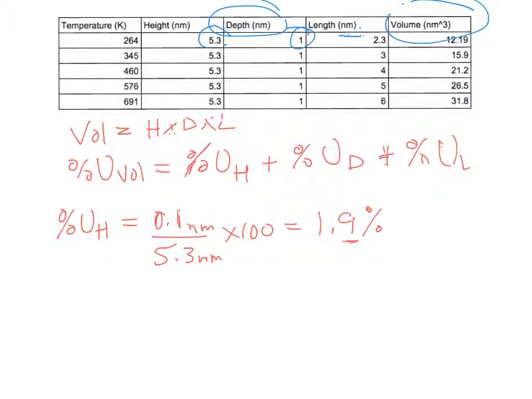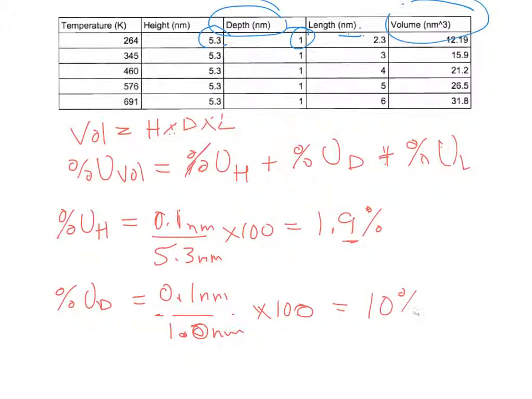So for the percent uncertainty for the depth, I said the depth was 1, but we'll use the same absolute uncertainty, which is 0.1 divided by 1 nanometer times 100, and that gives us a percent uncertainty of 10%, and that just goes to the smallness of the measurement.